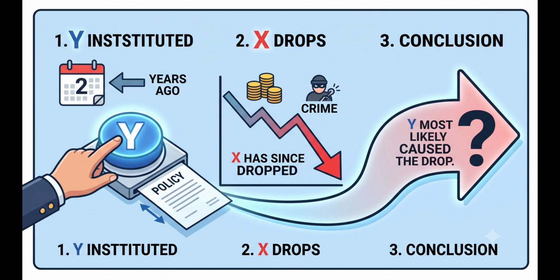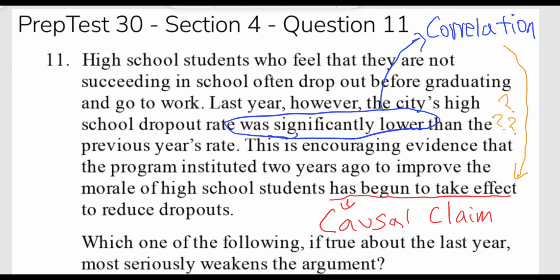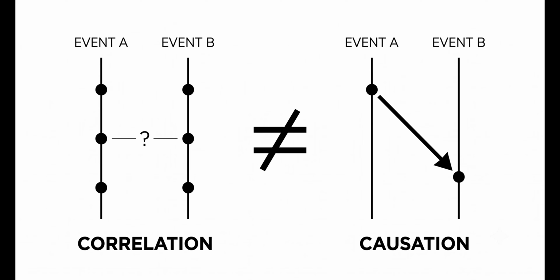So y most likely caused x to go down, where x is the dropout rate and y the morale-boosting program. Seen this way, the argument's logic does not appear so infallible anymore. In fact, remember that there are 2 Scooby-Doobious leaps in logic that permeate most LSAT arguments involving causality.